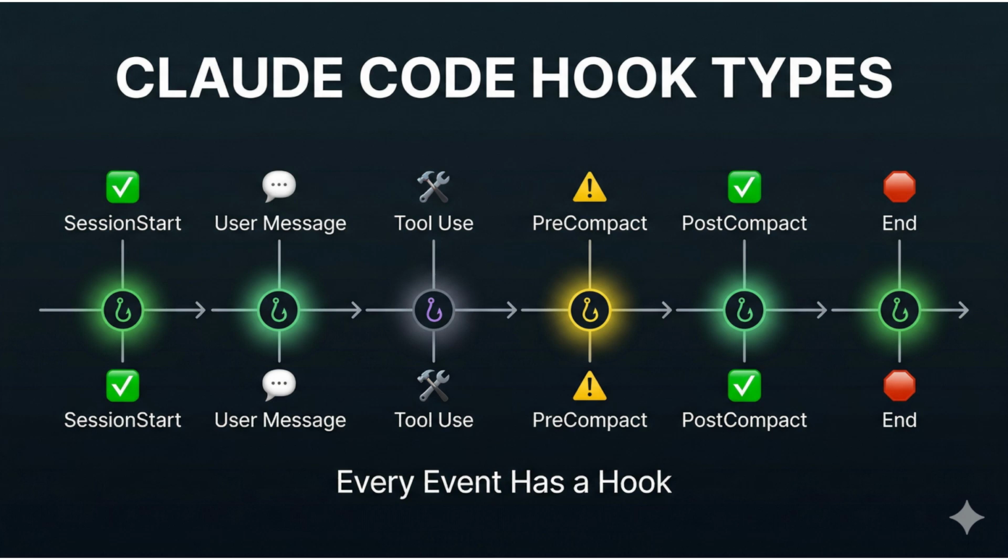Claude Code supports multiple hook types. Session start runs when a session begins. Pre-compact runs before context compaction. Post-compact runs after. User prompt submit runs when you send a message. Tool use runs after tool execution. Each hook gets specific context variables it can use to make decisions. This gives you surgical precision in automating behaviors.